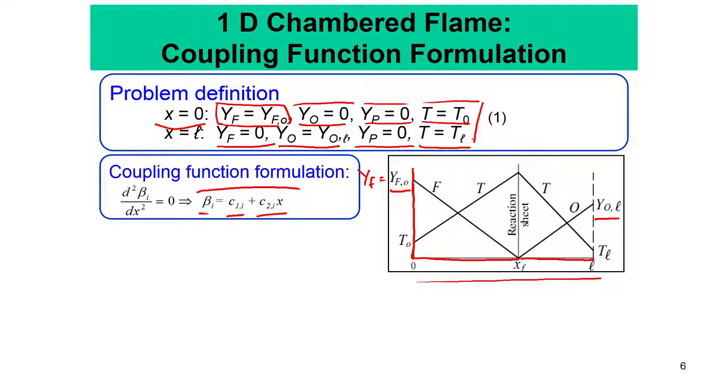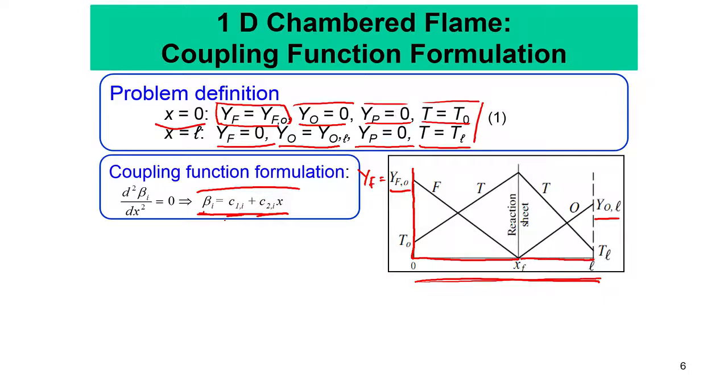So this coupling function formulation essentially contains the information about the temperature within the system. It also contains information about the mass fraction within this domain. To move further, we need to apply the boundary conditions here, and we need to apply these boundary conditions to obtain these constants.